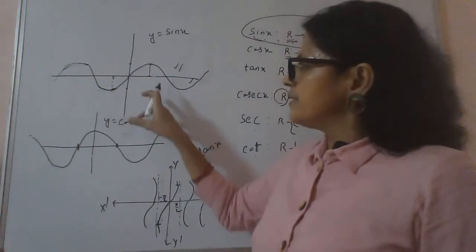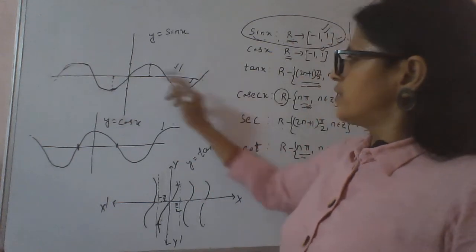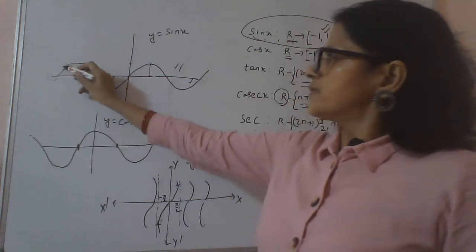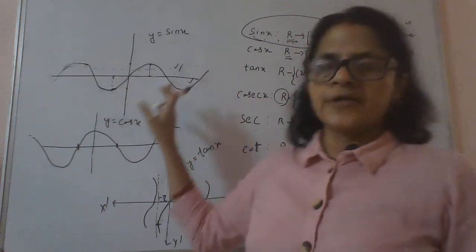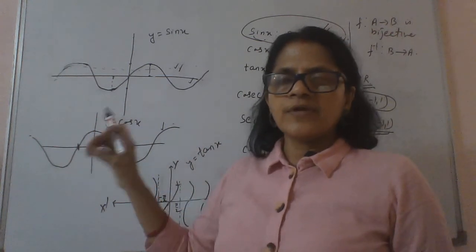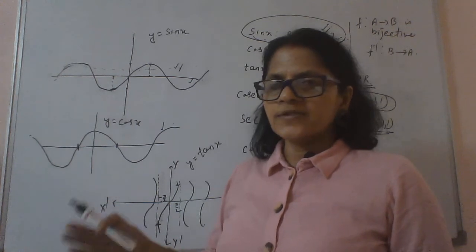But this is certainly not 1-1, because if you take a horizontal line, you can see it will intersect the graph in many points. It means you have many values of x for a particular value of sin x. So it is not 1-1.